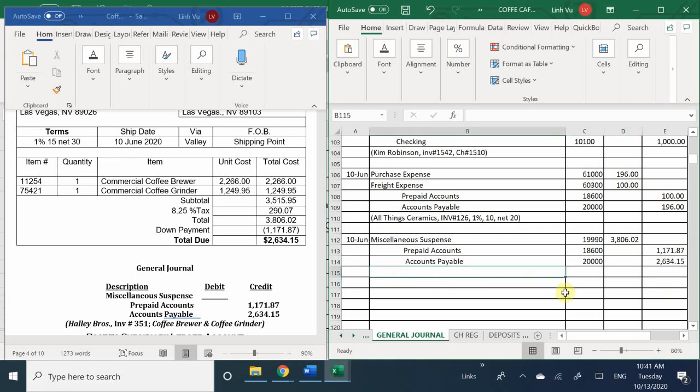And since I know who this vendor is, I'm going to go ahead and make sure I write this in here. So Haley Bros. Okay. Invoice number 351. Did they give us any terms? Yeah. Okay. 1%, 15, net 30. Okay. Good. Now let's go ahead and go to my ledger account.